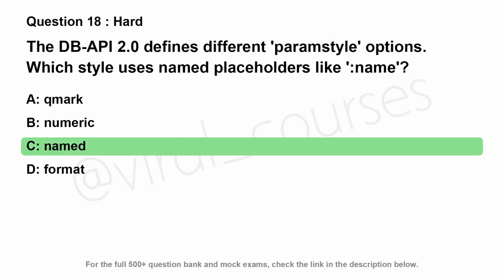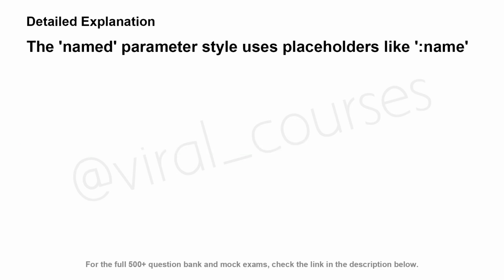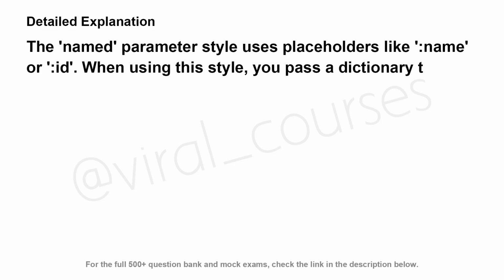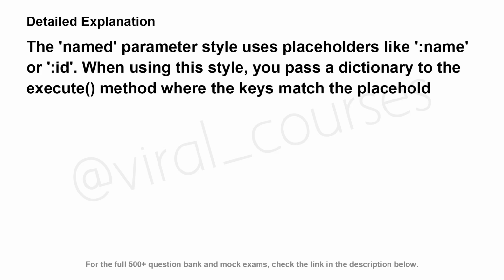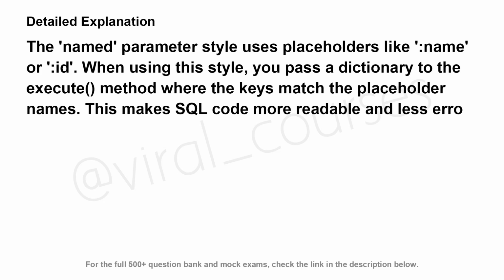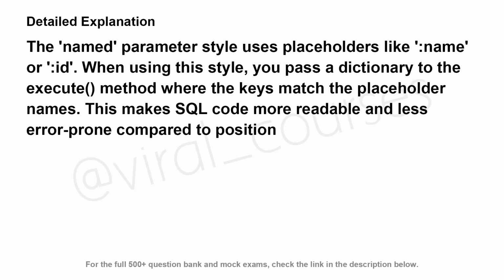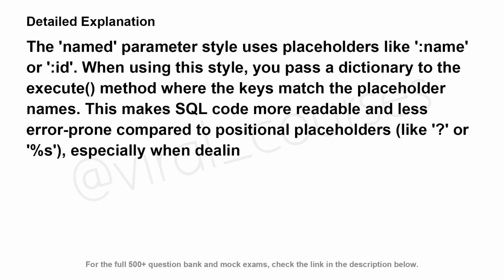The correct answer is C. The named parameter style uses placeholders like :name or :id. When using this style, you pass a dictionary to the execute method where the keys match the placeholder names. This makes SQL code more readable and less error-prone compared to positional placeholders like ? or %s, especially when dealing with many variables.